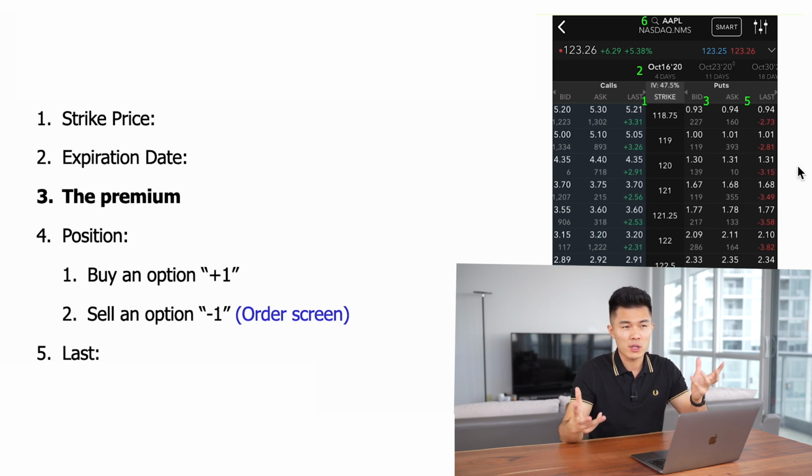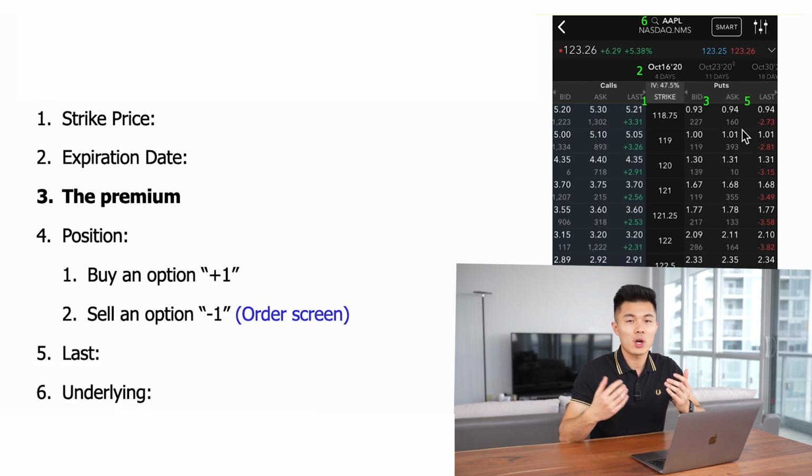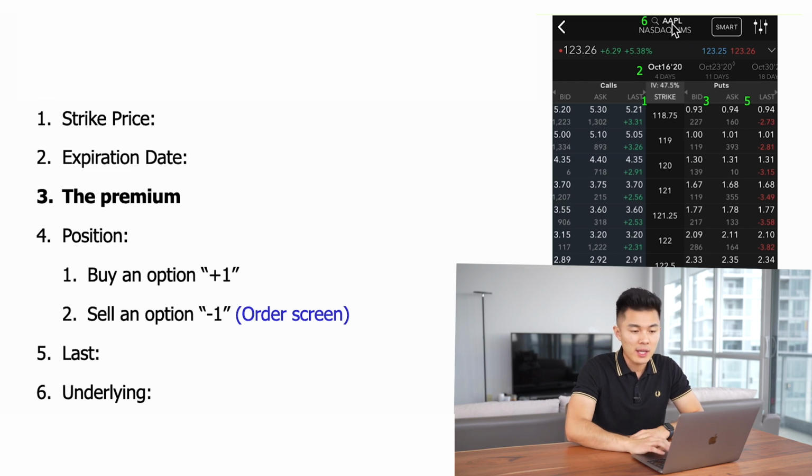Again, don't get confused. You're like, Cody, you get paid $1.31? What are we doing here, right? Just a quick reminder is that every option contract controls 100 shares of the stock. So when you pay 1.31, you're controlling 100 shares. So you're actually paying $131. And in reverse, if you're selling an option, you're not just getting paid 1.31, you're getting paid 1.31 times 100. So that's $131. And number 6 is the underlying, which is the AAPL, right?